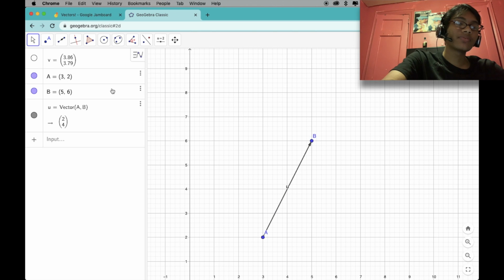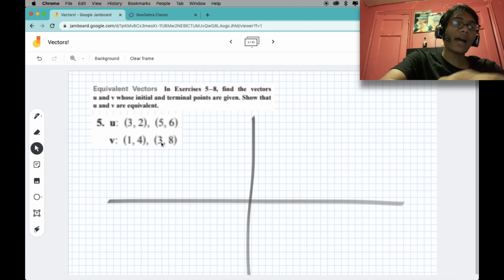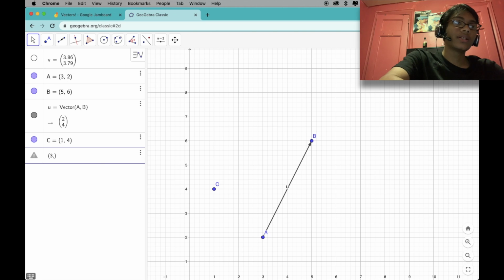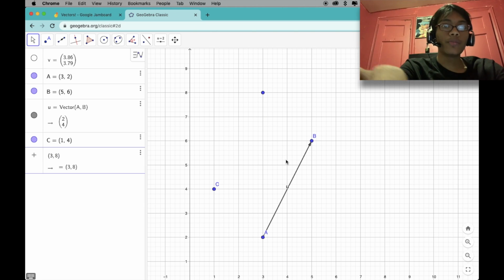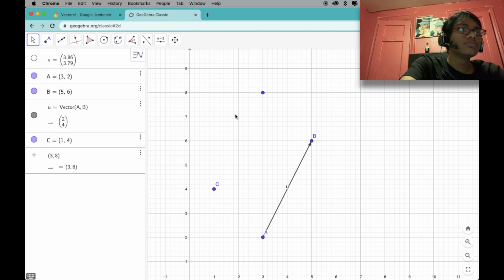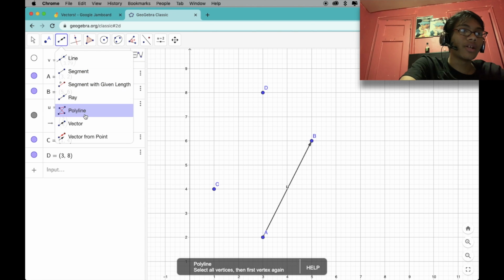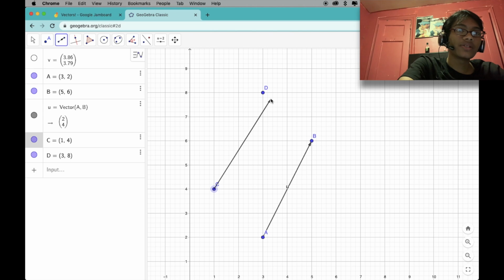Just for the sake of it, let's put that down again. We have 1 comma 4 as our first point. And what's our second point? 3 comma 8. And huzzah! You have 2 points. But where's your arrow? Well, you gotta draw it, right? So here's your arrow. Here's your vector.